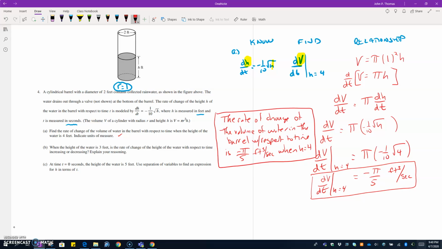So part A was really a beginning to end related rates problem. The only twist that they had in there is the dh/dt that we knew was a function rather than just being one data value. A lot of times we know dh/dt is 5 and we can just plug 5 into our formula. This time we had to plug an expression into it. So that's part A explained. I'll come back in the next video with part B, and then after that part C.